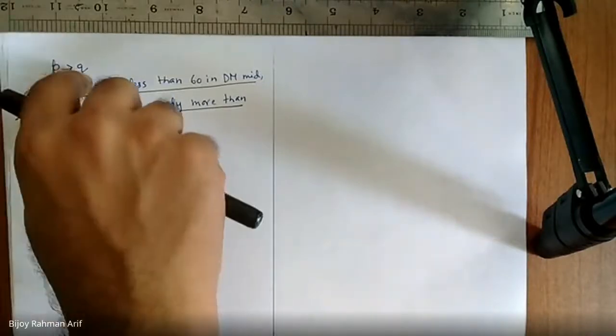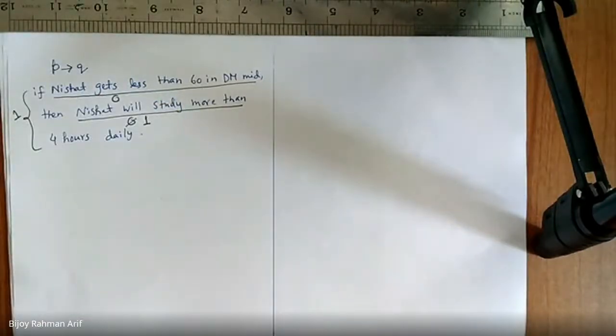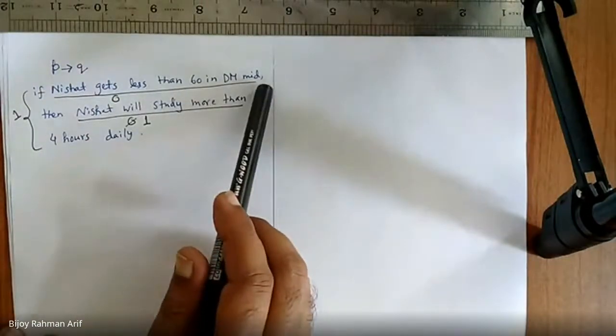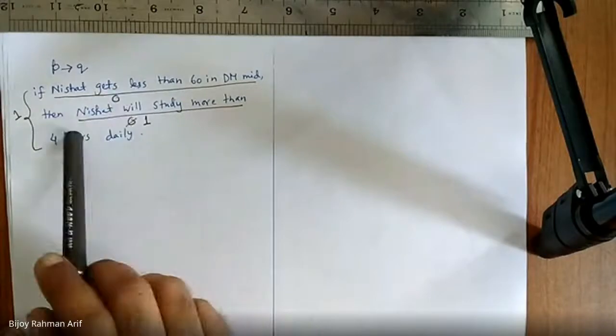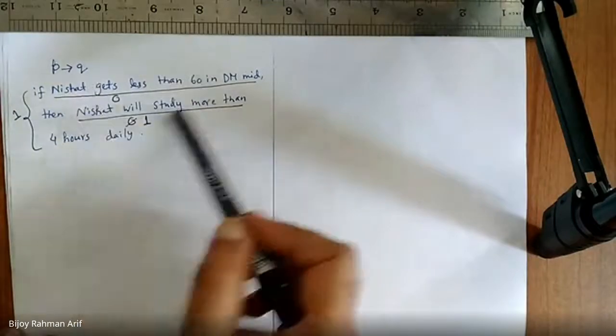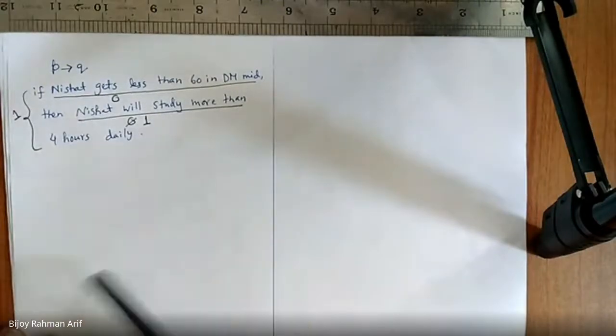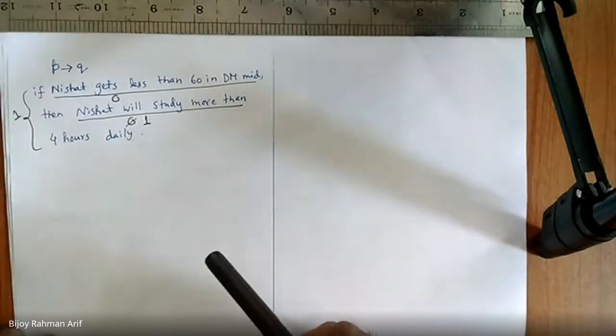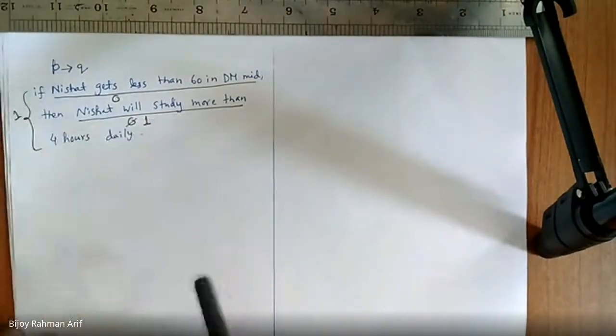Wonderful. So sir, does implies work like a diode, one way? Yes, it works like a diode, one way. That's why the symbol also implies one way. Very true. So what is the meaning of this? Nishad gets less than 60 in discrete mathematics: 0. Then Nishad will study more than 4 hours daily: 1. So she did not get less than 60. She might get 61, 62, but still she thinks it is not well enough. So that's why she is studying more than 4 hours. Still, it might be 1.